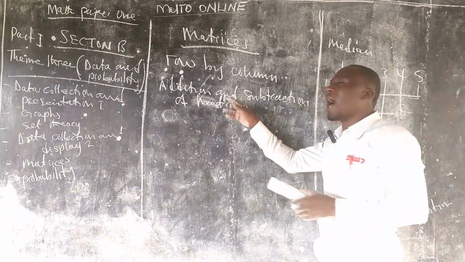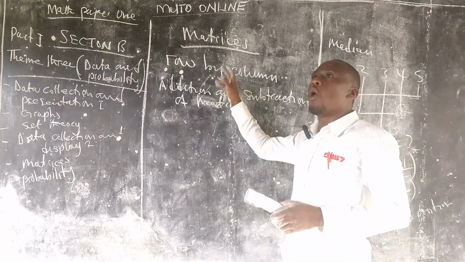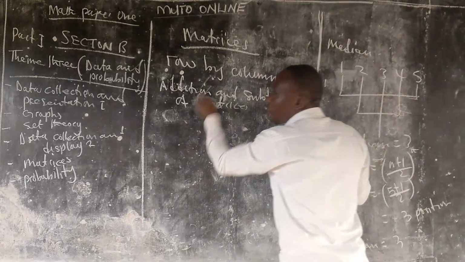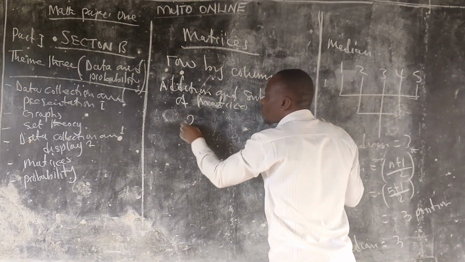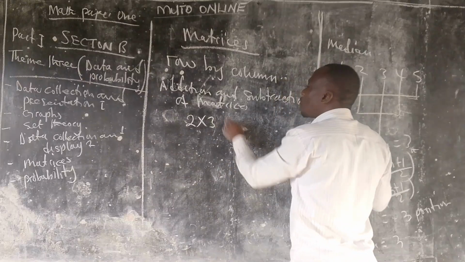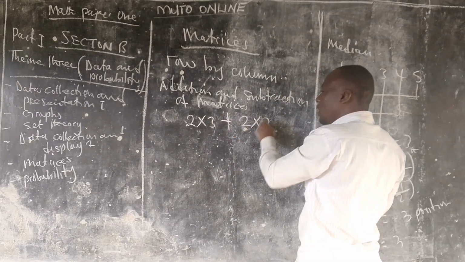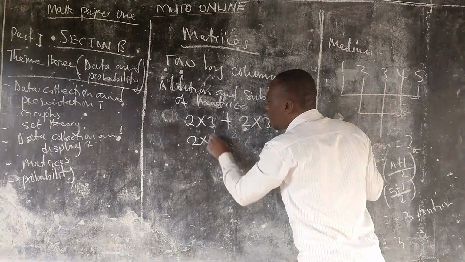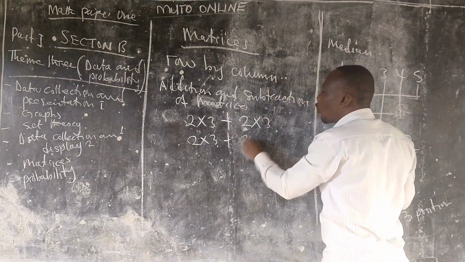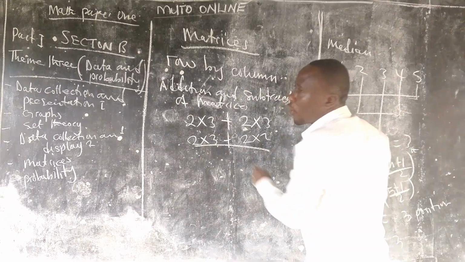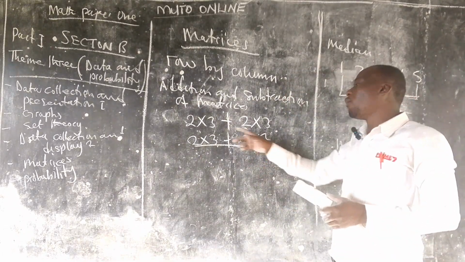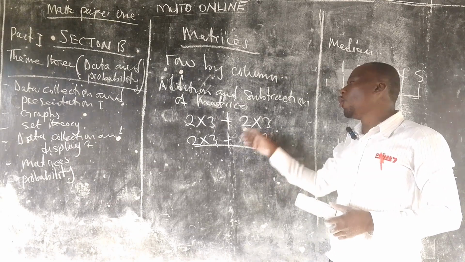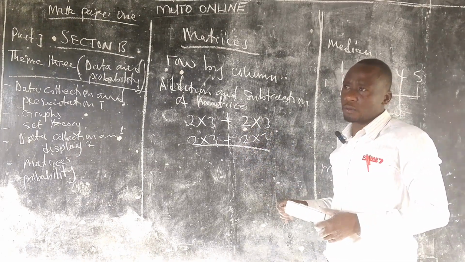Where we are supposed to add matrix of the same order. For example, if you are adding matrix, a 2 by 3 is supposed to be added to a 2 by 3. But you cannot add a matrix of 2 by 3 plus that one of 2 by 2. So this is impossible. You cannot add that order of 2 by 3 and that one of 2 by 2. You do the same with subtraction also.